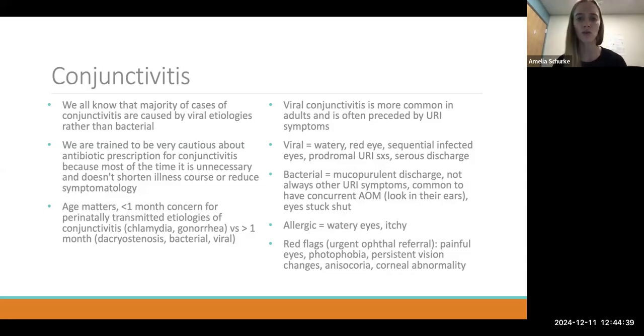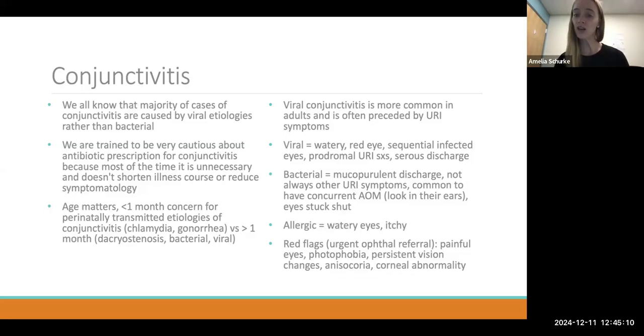And so, certainly under 1 month of age, we worry about transmitted etiologies of conjunctivitis like chlamydia and gonorrhea. Versus greater than 1 month of life, we can start thinking about dacryostenosis and then other, more benign bacteria and virus, like adenovirus, which is the most common cause of viral conjunctivitis.